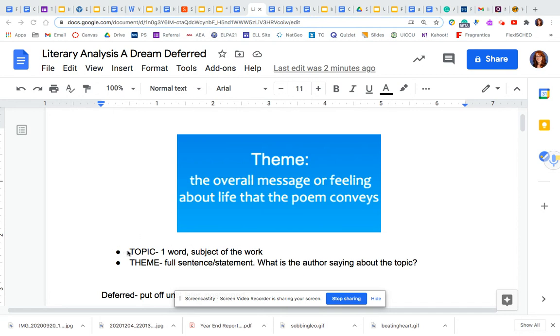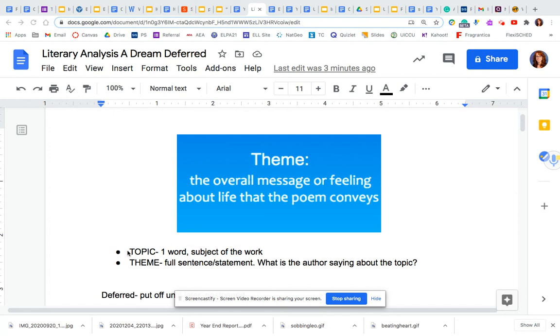So you can state the topic of a story or text in just one word. So a topic might be friendship, the stories about friendship, or love, stories about love. And so start there and figure out the topic of whatever text you're reading.